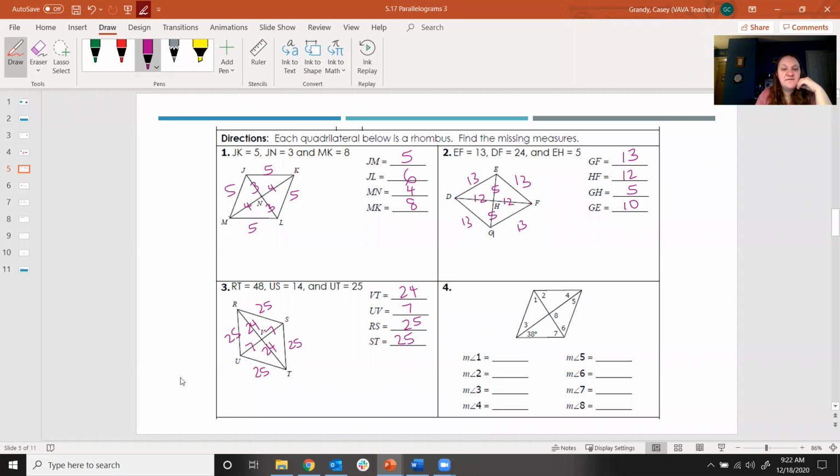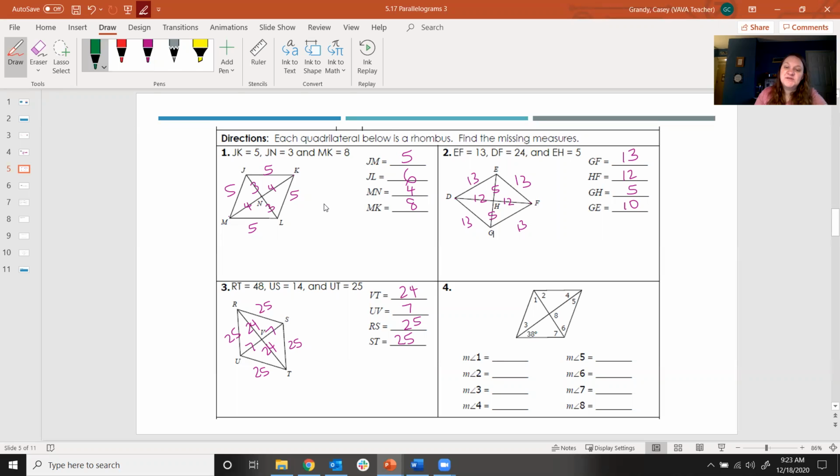So you should have gotten VT equals 24, UV is 7, RS is 25, and ST is 25. Check your answers. Did you get the same answers I did? I hope so. If you didn't, double check my picture and see if maybe you made a mistake dividing or just a silly mistake that happens sometimes. Example 4, we're going to talk about angles.